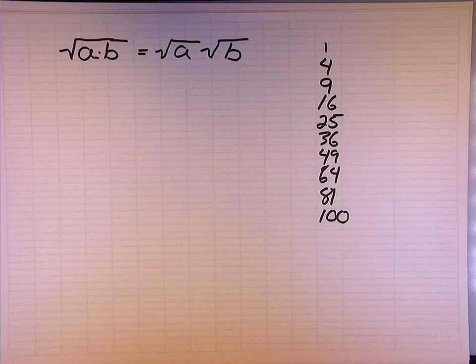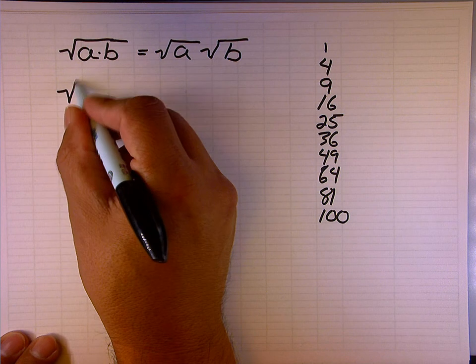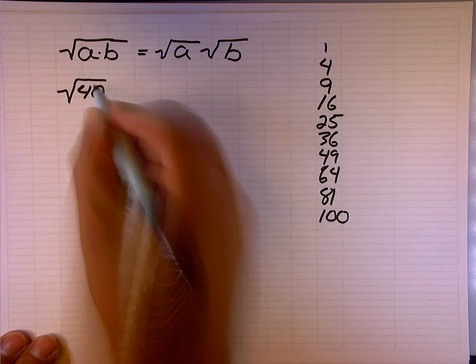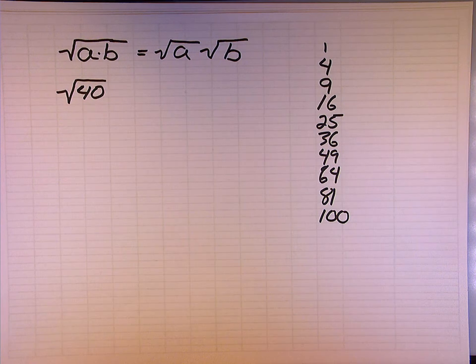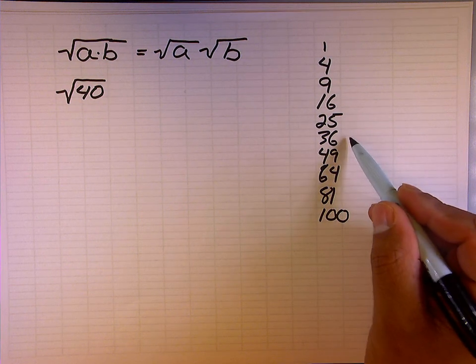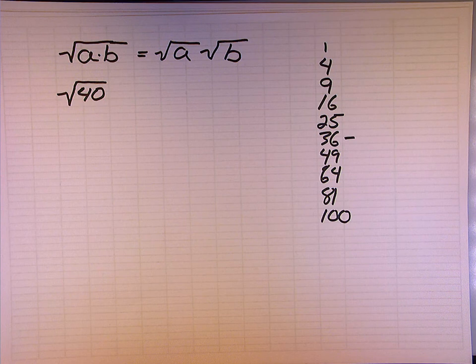Now, if I take the square root of something like, let's see, 40. What I will do is recognize that 40 itself is not a perfect square. It's not on my list. I will look at my list and I will start with the biggest number that's smaller than 40. In this case, the biggest number smaller than 40 is 36. And then I simply say, does 36 go into 40 evenly? Is 36 a factor of 40?